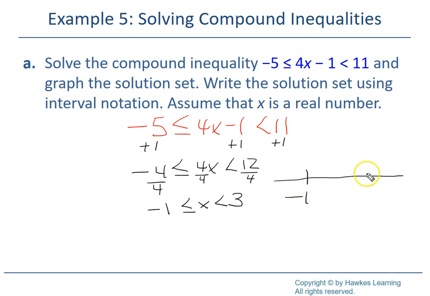And then I think we can graph that. Negative 1, 3, bracket here, parenthesis there, and filling it in. And interval notation will be bracket, right from the graph, negative 1, comma, 3. Okay, now I'm going to skip the book presentation because that just takes up time.